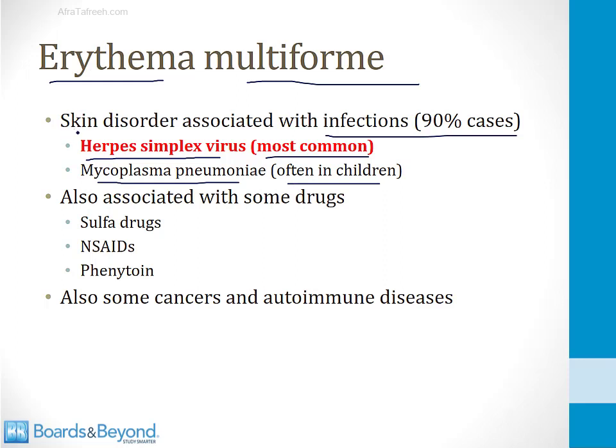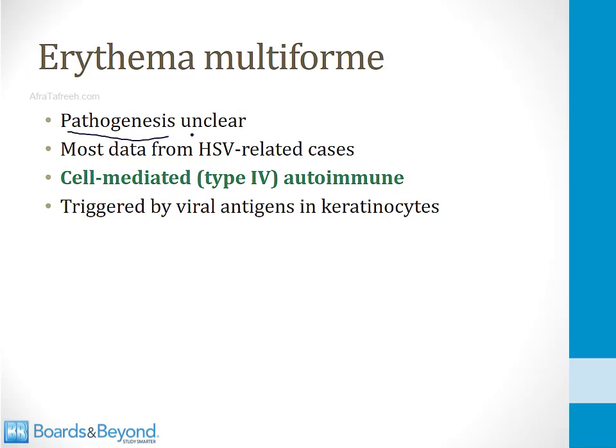For board exams, it's usually going to be someone who has herpes simplex, but this disorder has also been described in patients who take sulfa drugs or NSAIDs or the anti-epileptic medicine phenytoin. It's also been described as triggered by cancers and some autoimmune diseases. The pathogenesis of this disorder is unclear. Most of the data come from the herpes simplex related cases, which, as I told you, are the most common. From those data, this is considered to be a cell-mediated type 4 autoimmune reaction that is triggered by viral antigens in the keratinocytes. And remember what I told you earlier, most of these hypersensitivity skin reactions are type 4. There are just a few exceptions like urticaria.